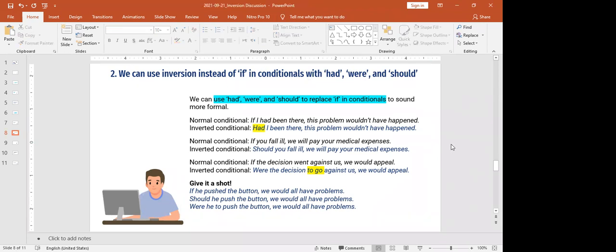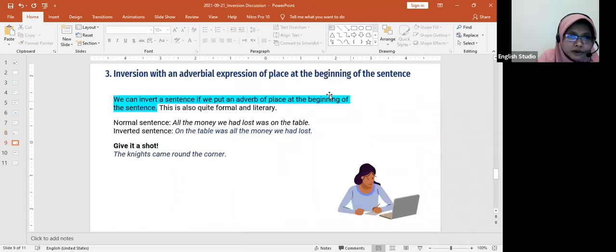Okay. And then the third type of inversion, we can invert a sentence if we put adverbs of place, yeah, at the beginning of the sentence. And this is also quite formal and literary. As I previously mentioned, yeah, you will find this a lot in novels or maybe in books, yeah. For example, like this normal sentence: all the money we had lost was on the table.